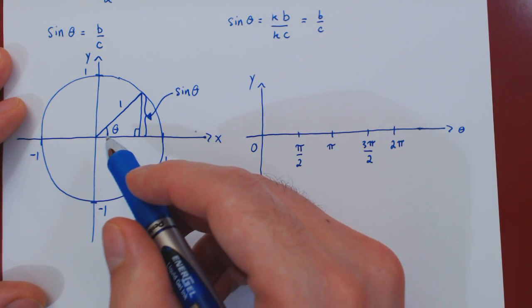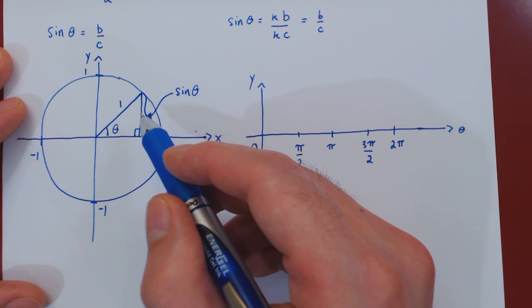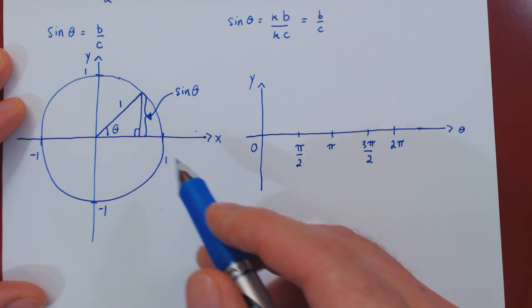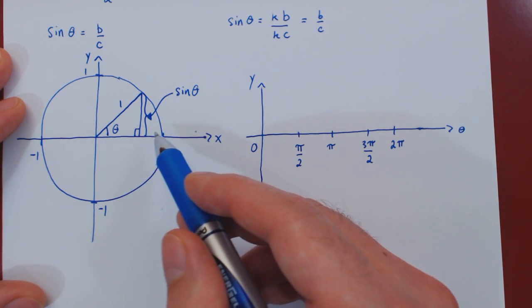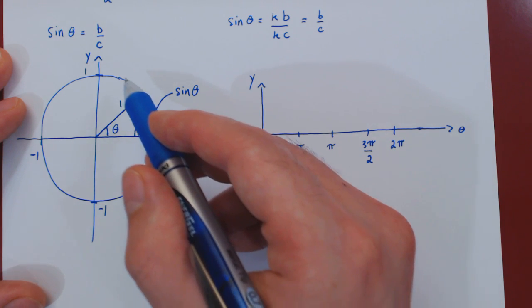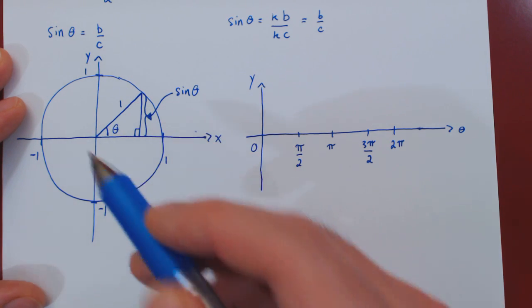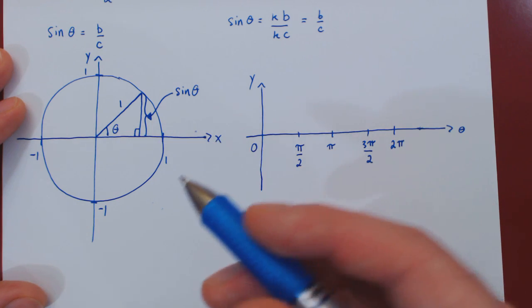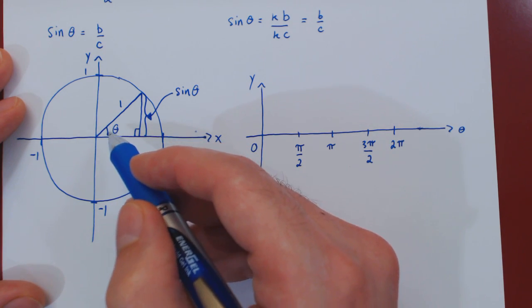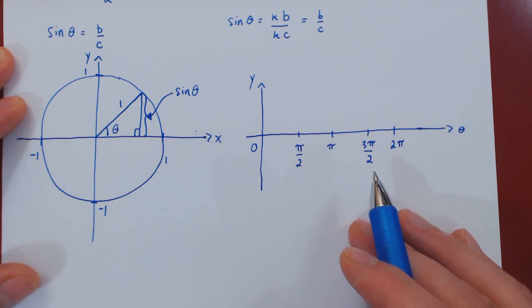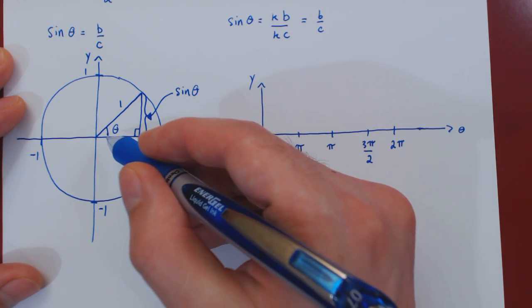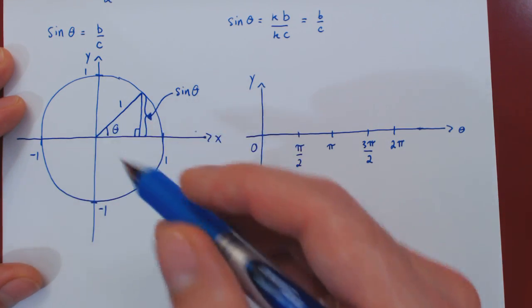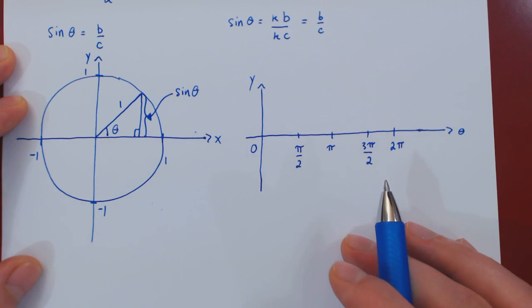So let's look at what happens to the height of our triangle, the sine of theta, as we go from theta being 0 all the way up to theta being pi over 2. And again, by default, when we say increase theta, we always go counterclockwise. If we said decrease, so go in the negatives, then we would go clockwise. And this is nothing but a convention.